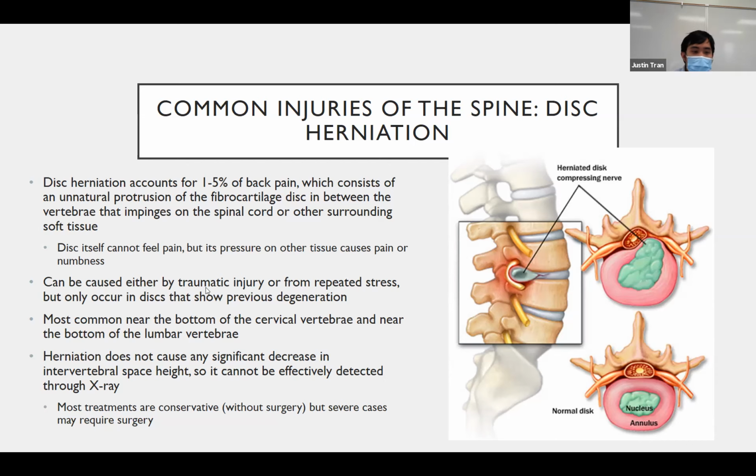And the difficult thing about hernias is that they're difficult to detect if they're about to happen, because typically if you have some kind of pain, the first test doctors will do is an X-ray. The X-ray will check to see if you have any fractures, but it can also check to see if your bones are misaligned in some way. The difficult thing about hernias is that the space in between your vertebrae doesn't change all that much when you have a hernia. And so from an X-ray, it's difficult to diagnose. Most of the time, hernias are treated conservatively, without any major surgery. But if you have a severe case, then that may require surgery as well.